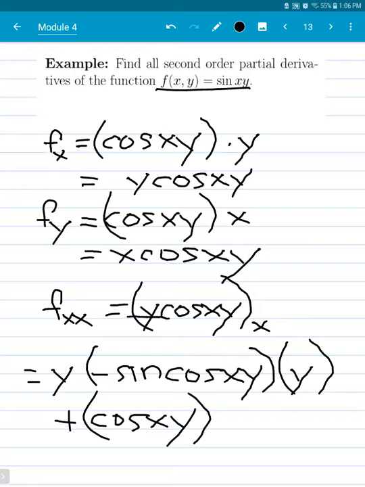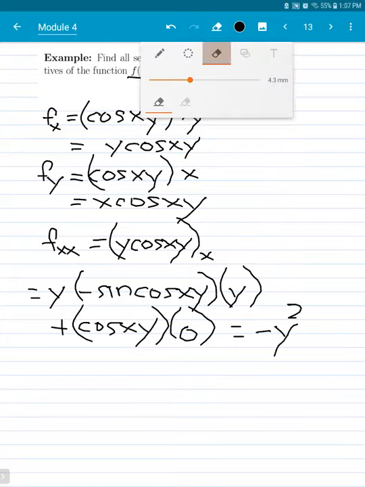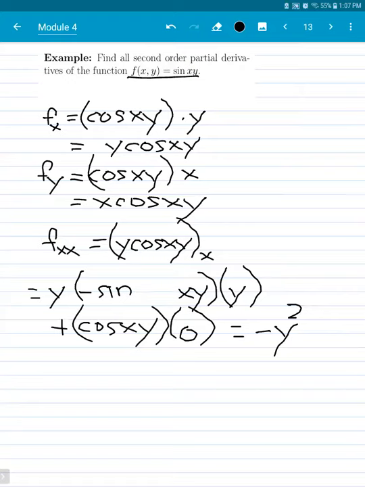Differentiate the first. Now, what is the derivative of y with respect to x? Anyone? Zero, sir. So it just vanishes. And implication gives us negative 1 squared. Sorry, what happened here? Okay, negative y squared sine xy.